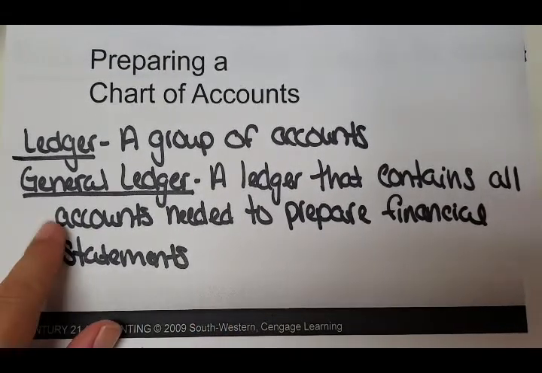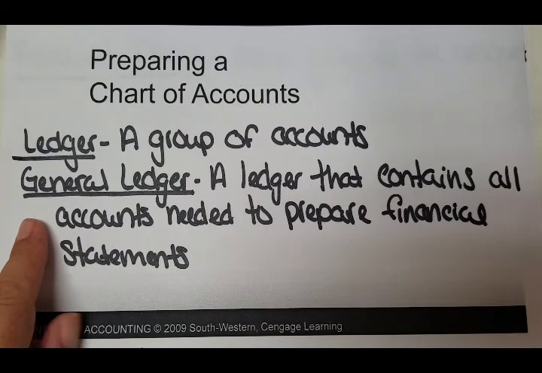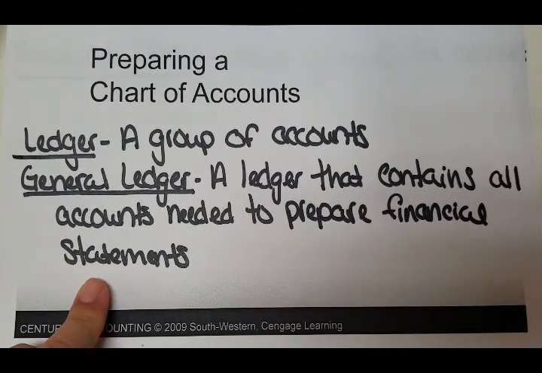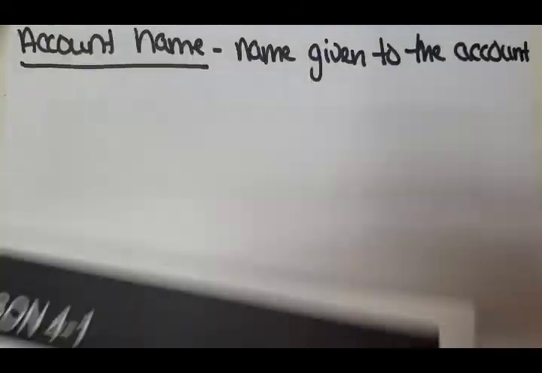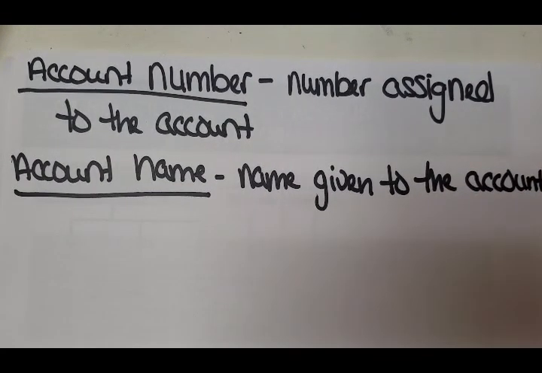A general ledger is the ledger that contains all accounts needed to prepare the financial statements. There are some other kinds of ledgers, but for right now, all we need to be concerned with is the general ledger. Everything we're going to need to prepare our financial statements at the end of our fiscal period will be found in our general ledger. Account number is simply the number assigned to the account, and the account name is the name given to the account.